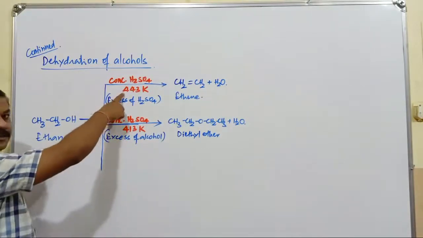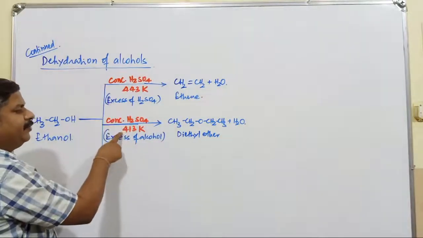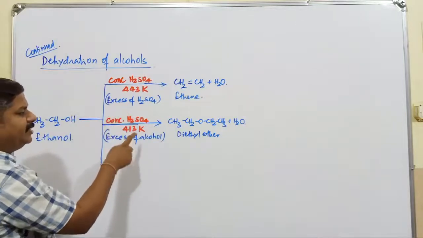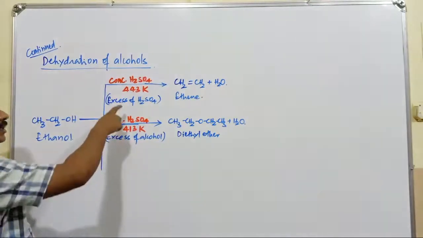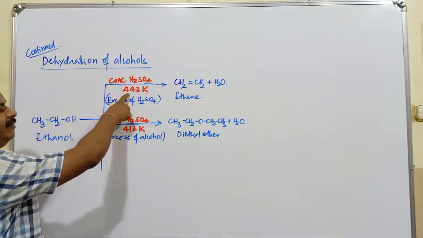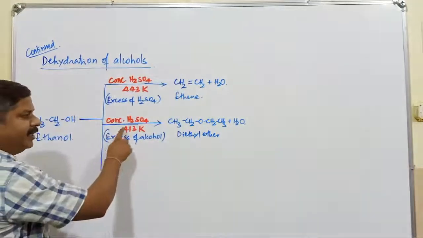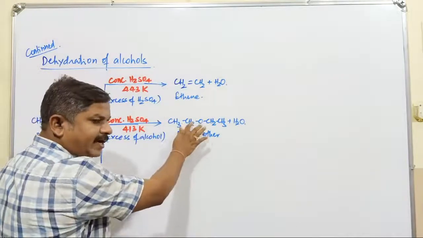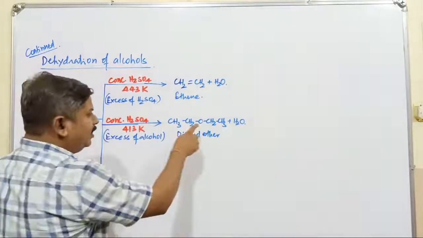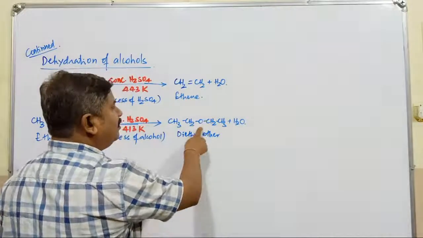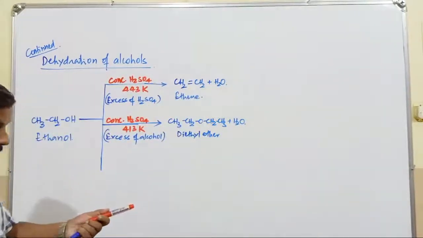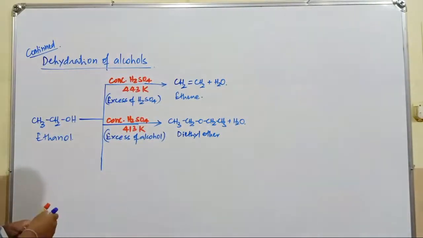Here the temperature is 443, here it is 413, with excess of sulfuric acid and excess of alcohol respectively. In this reaction, at 443 Kelvin, a high temperature, formation of ethene takes place. At low temperature, no doubt this is also a dehydration product, but here the product is an ether compound, whereas there alkene formation takes place.